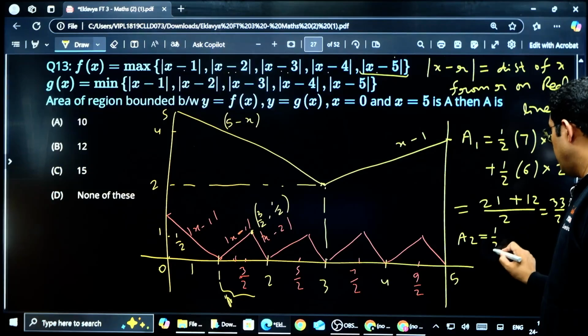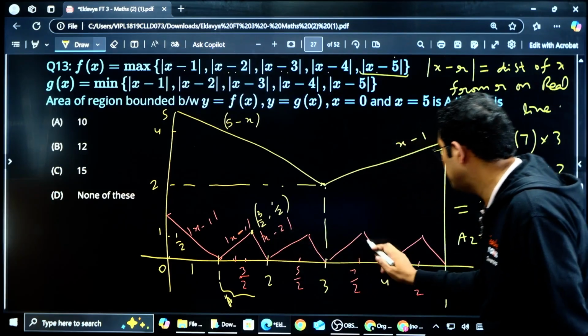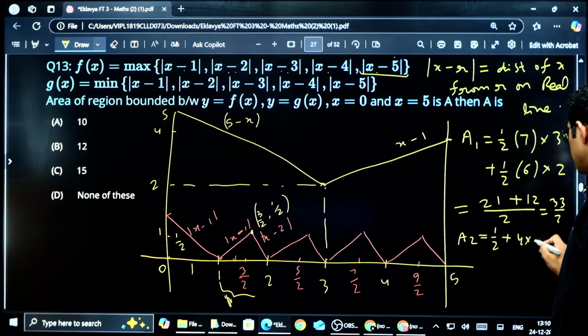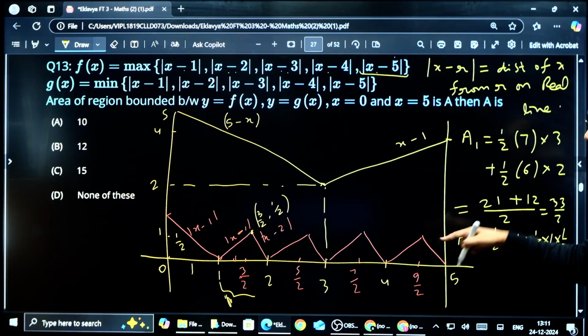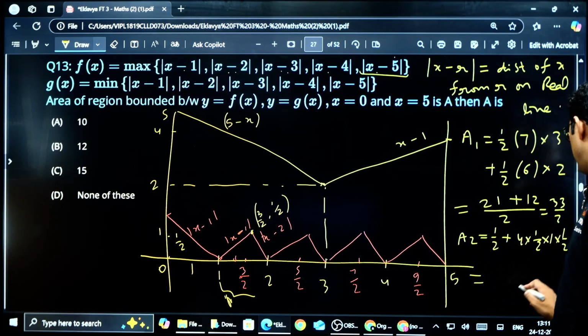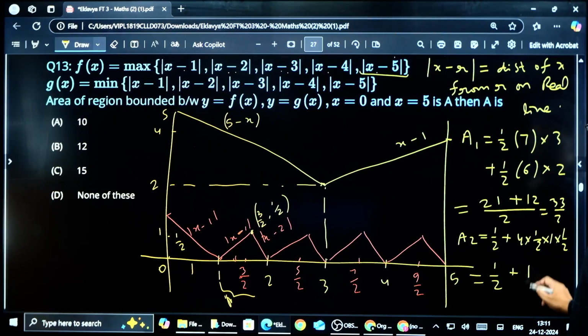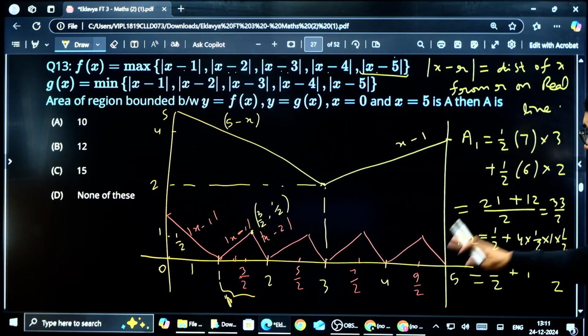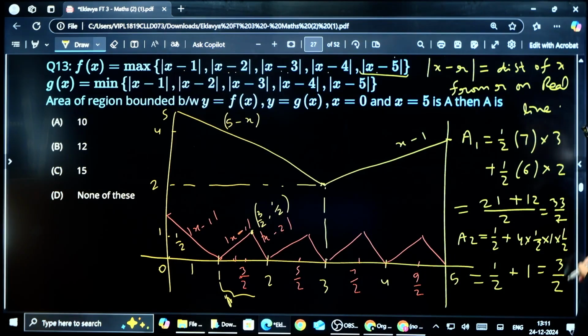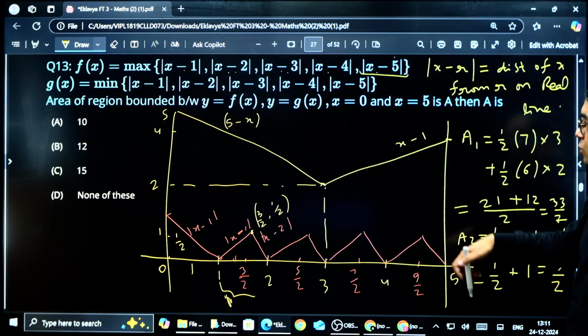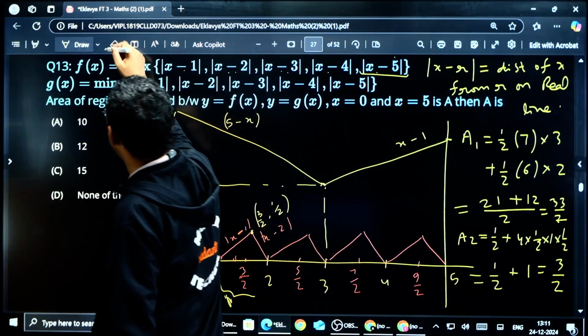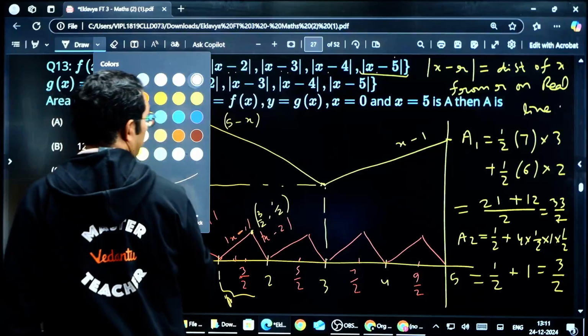1 by 2. But after that we are having 1, 2, 3, 4 such triangles whose areas are 1 by 2 into 1 into 1 by 2. Base is 1, height is 1 by 2. So here it will be equal to 1 by 2 plus I think 1 only. Yeah, 1 only. So that is 3 by 2. So that is the area of g(x) with the x-axis, and that was the area of f(x) with the x-axis. We have to take the difference of these two, then only we will be able to find the area bounded between these two things.